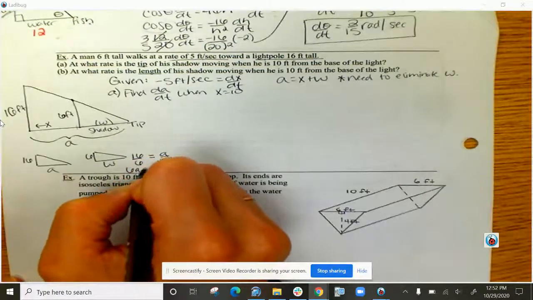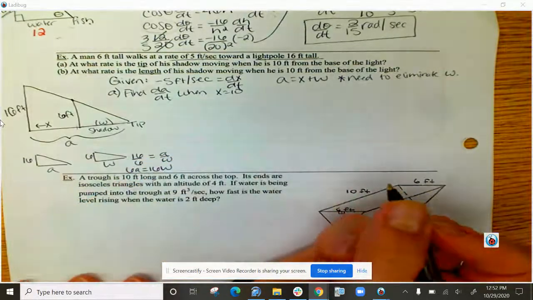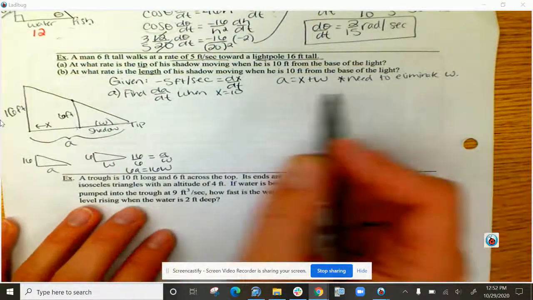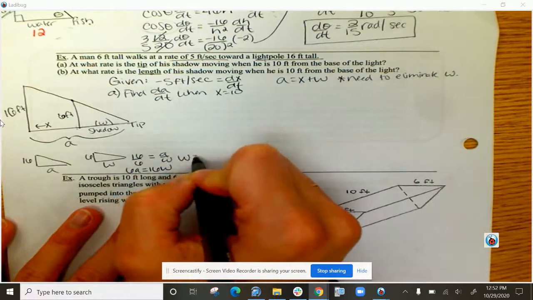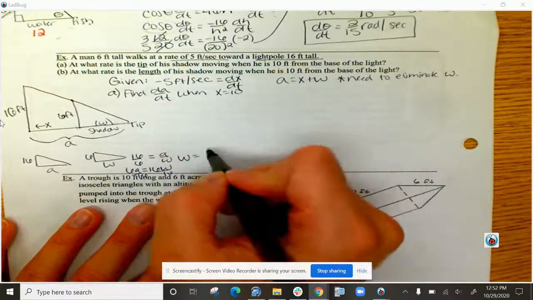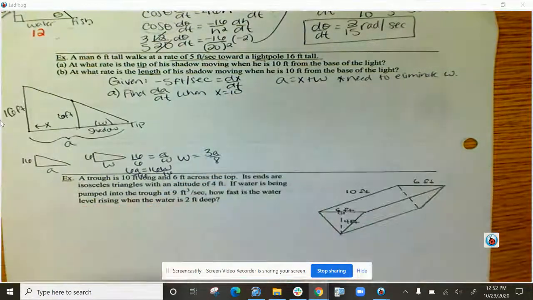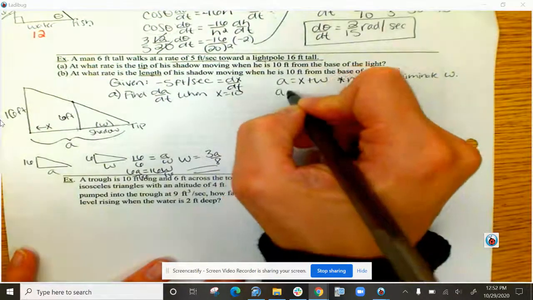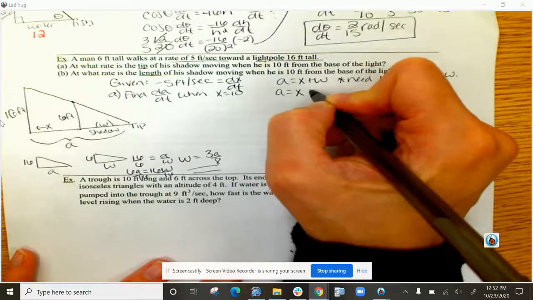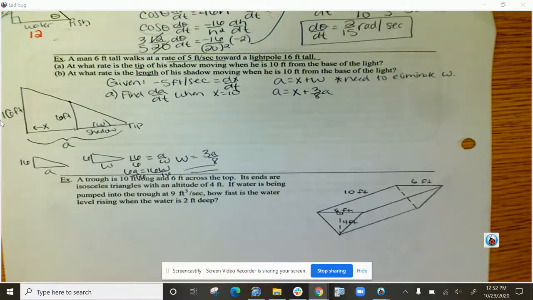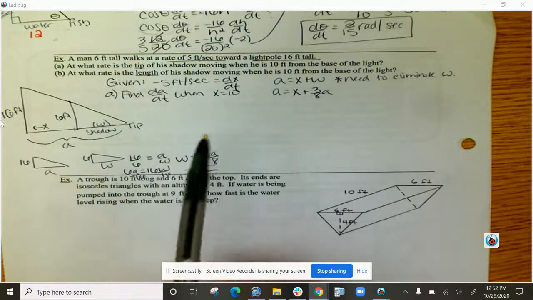So 6A equals 16W. And if I'm trying to eliminate W, I need to solve for W so that I can replace it up here. So if I divide by 16, W is 6 over 16, which is, in this case, 3A over 8. So this right here I'm going to use now up here. So I'm going to come back up here. I'm going to rewrite my equation. A equals X plus 3/8 A. And now I have an equation that's only in terms of A and X, which is what I want because that's all the information I have so far.